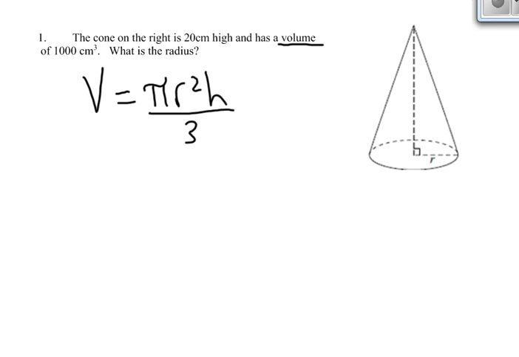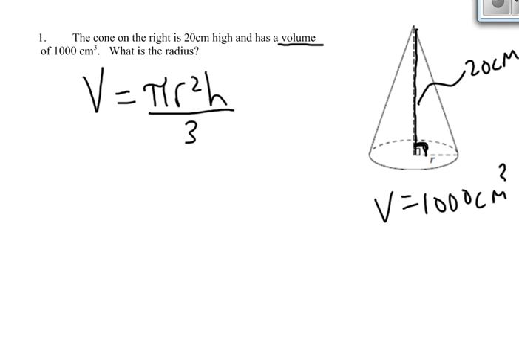So now I'm going to reread the question and see what's going on. So the cone on the right is 20 centimeters high. So it's telling me the height is 20 centimeters. And don't forget, height is always identified as something that meets perpendicular to some other part of your diagram. So the height is 20 centimeters. I know the volume is 1,000 centimeters cubed. And it says find the radius.